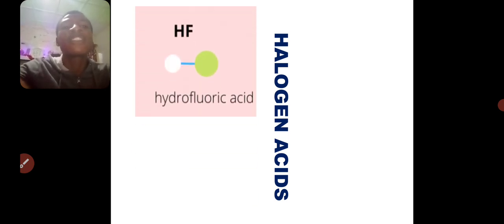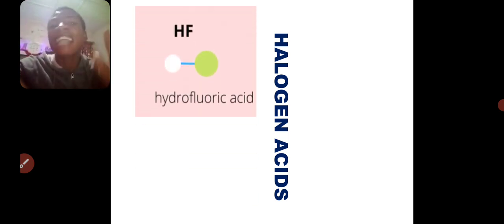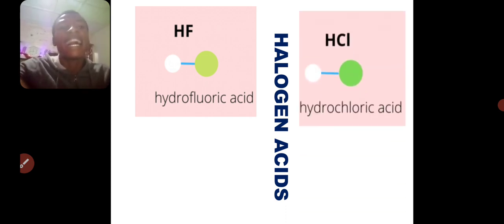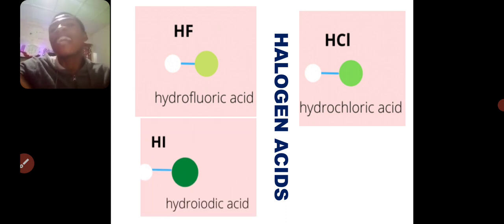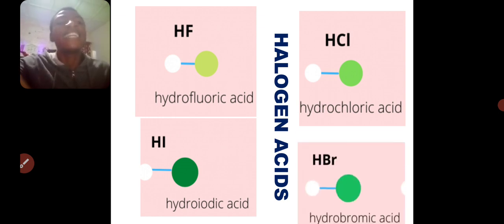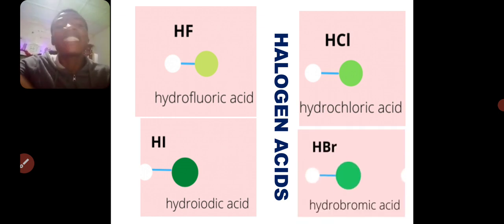Mineral acid is not only limited to all those ones. We have halogen acids of hydrogen and halogen, like hydrofluoric acid, hydrogen and fluorine. Hydrochloric acid of hydrogen and chlorine. Talk about hydroiodic acid of hydrogen and iodine. Then talk about hydrobromic acid of hydrogen and bromine. You call them halogen acids because they are formed from halogens: fluorine, chlorine, bromine, iodine.